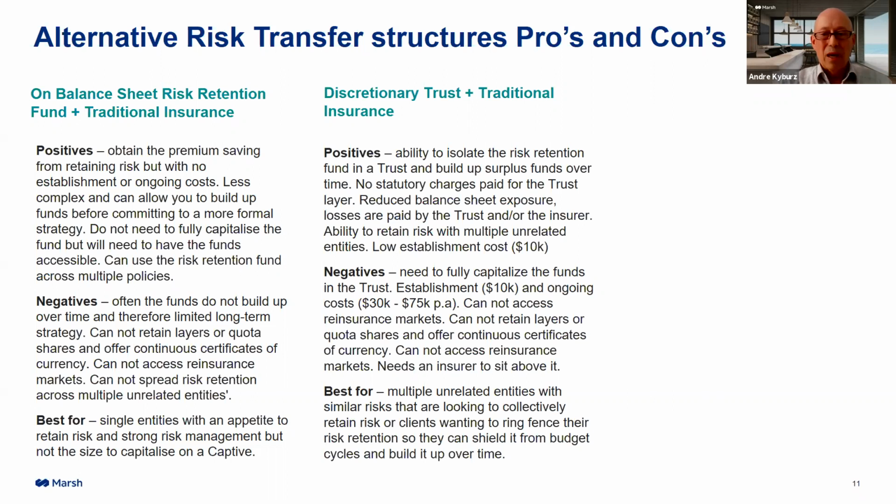Of course, in Australia, we have a specific solution, but probably more for the affinity type, association type insurance buyers. These are the discretionary trusts. They've been in the Australian market for probably about 30 years, where multiple unrelated entities with similar risk profiles put their buying power together and pool funds to create a retention vehicle in a trust and then buy insurance to wrap around the trust.